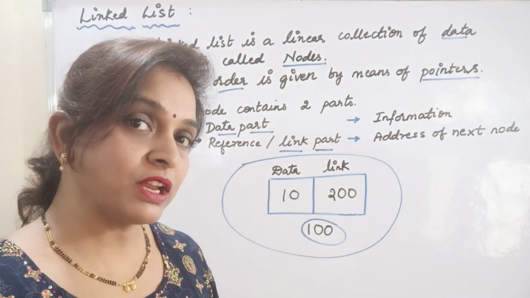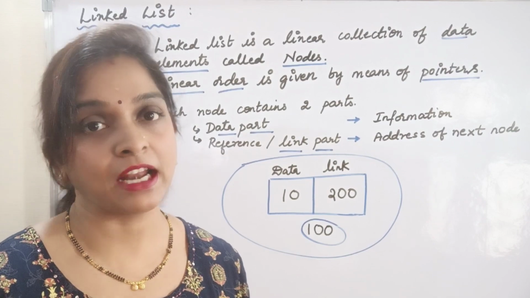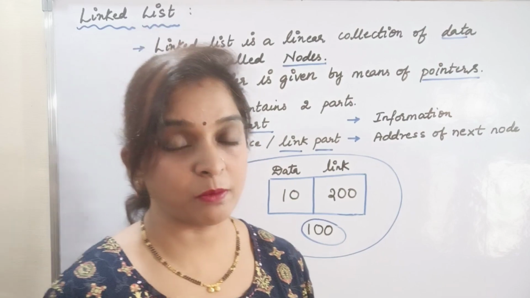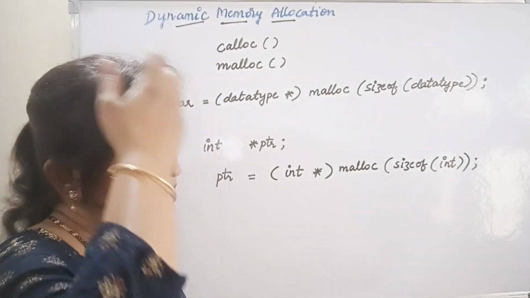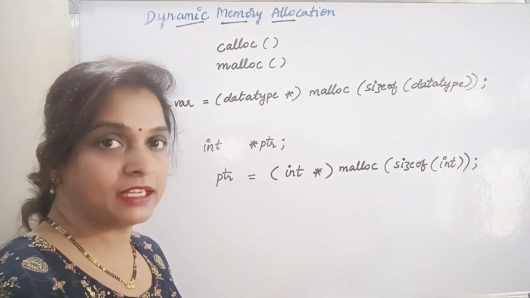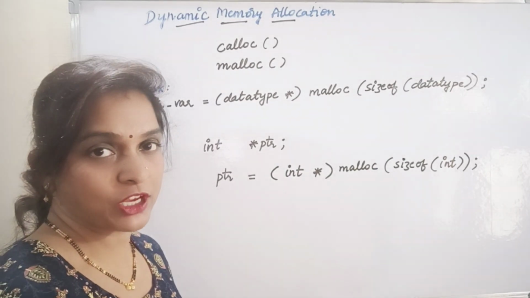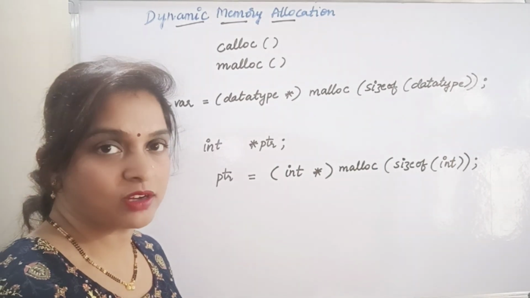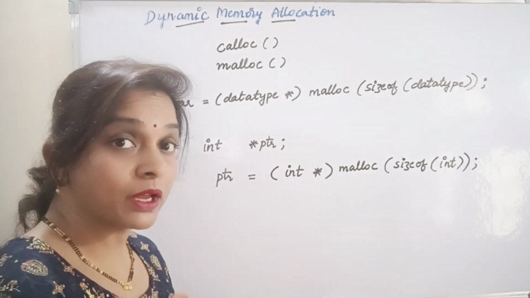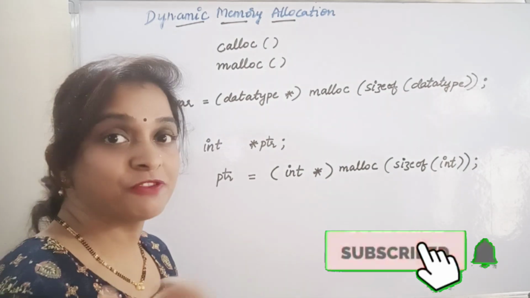Before we learn how to create this node structure, we should know something about dynamic memory allocation. So let's get into the concept of dynamic memory allocation. We have seen what dynamic memory allocation actually is in the previous video itself. Now we will see how to create this node structure using dynamic memory allocation. As I said, in the linked list concept, the memory will be allocated dynamically during runtime. So how to allocate this memory dynamically during runtime? We have to make use of some functions here.